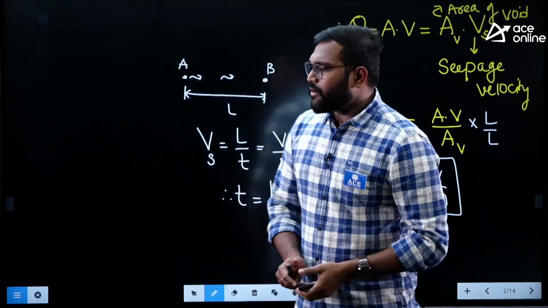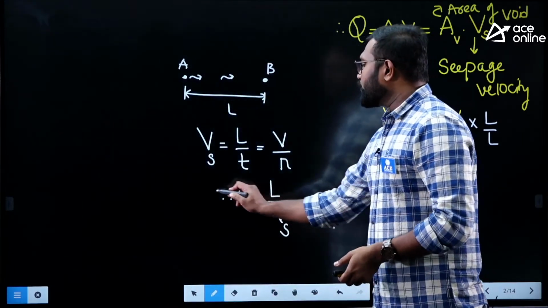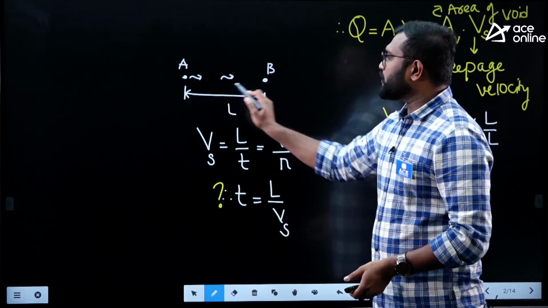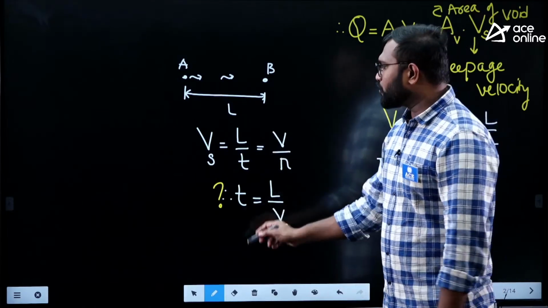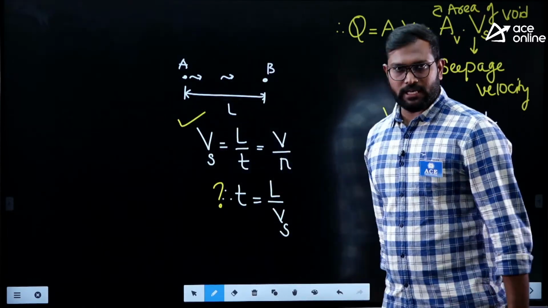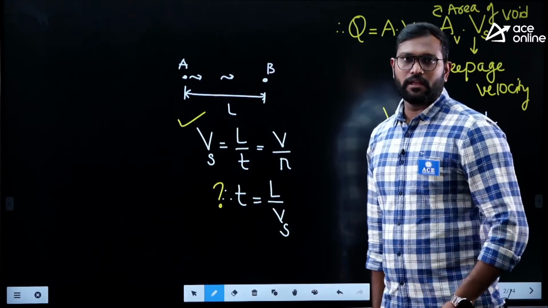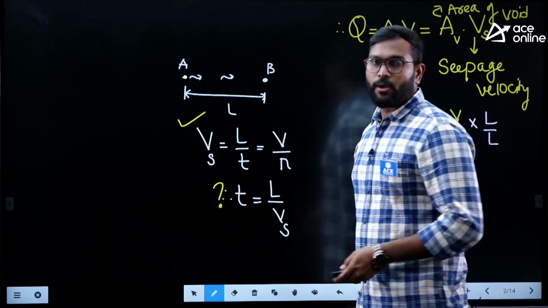But if they would have asked the time required for the water particle to travel from one point to another point or over a certain distance, you have to go for the seepage velocity only, because that's the true velocity that represents the true time. Okay.